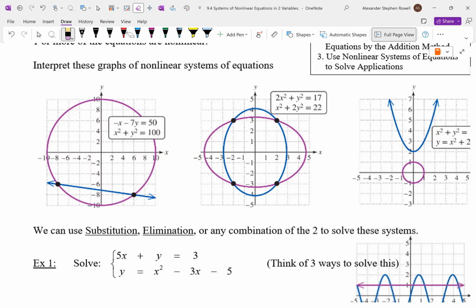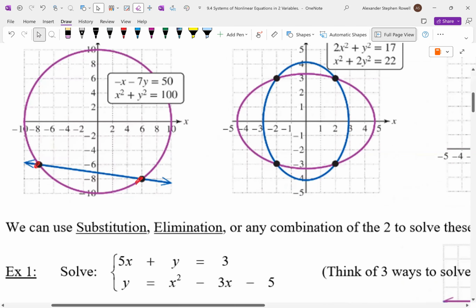So for instance, this system of a line and a circle has how many solutions? I graphed this line here and the circle here, and how many points do they have in common? 2 points, right here and here, right? In fact, can you name them? Yeah, so what are they? (6, -8) and (-8, -6). And how can you check that? Plug it in, make sure it's true in both equations.